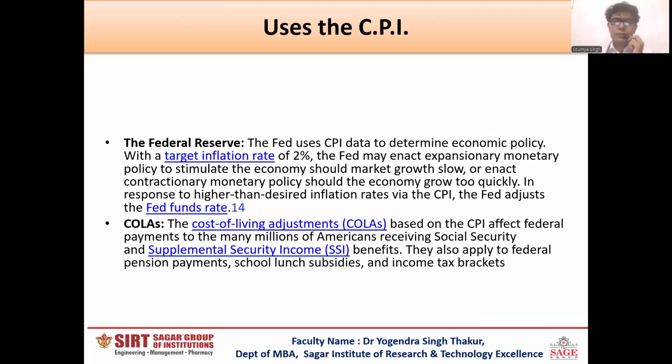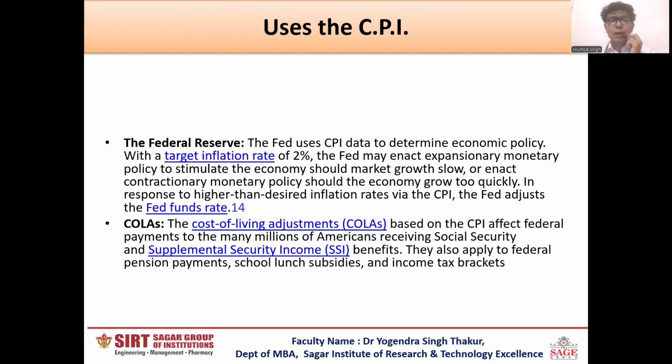The Federal Reserve, the Fed, uses the CPI data to determine the economic policy. With a target inflation rate of 2%, the Fed may enact an expansionary monetary policy to stimulate the economy should market growth slow, or enact a contractionary monetary policy should the economy grow too quickly. In response to higher than desired inflation rates via the CPI, the Fed adjusts the Fed funds rate.